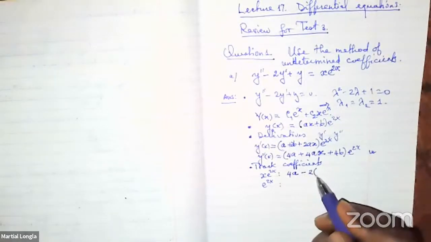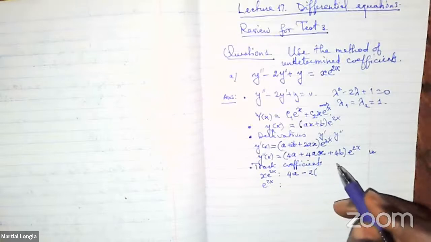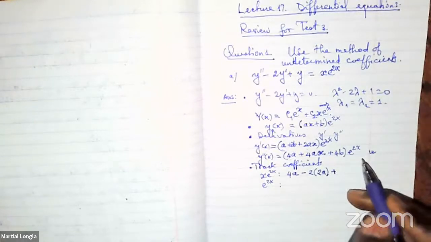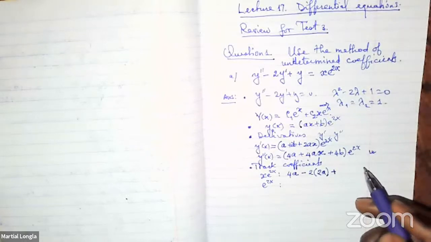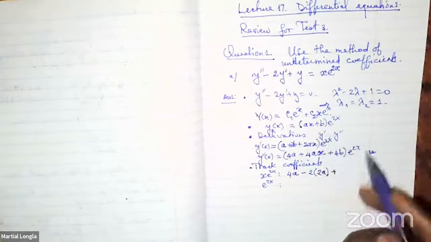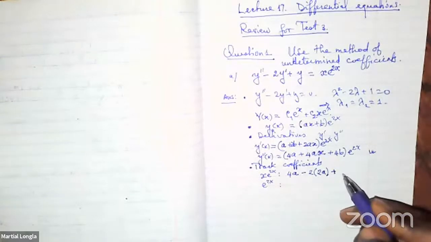minus twice. And then we go to the derivative and we take the coefficients of x e to the 2x. What is it? 2a. 2a, excellent. And then you go plus, and then you go to the original function and you look for the coefficient of x e to the 2x, that is a. A equals the right hand side of the equation. What's the coefficient of x e to the 2x? 1. That's wonderful.